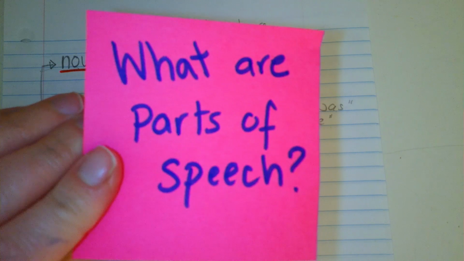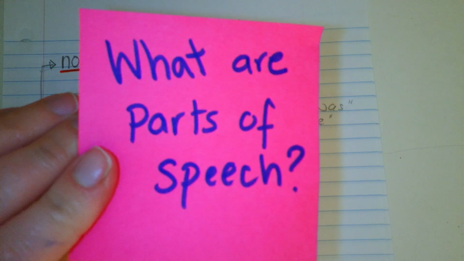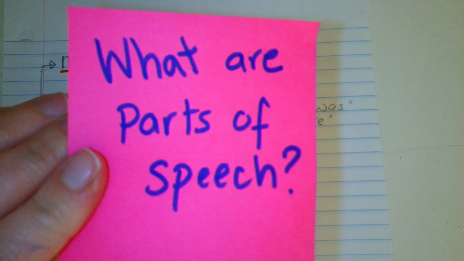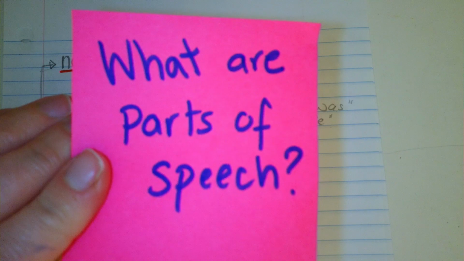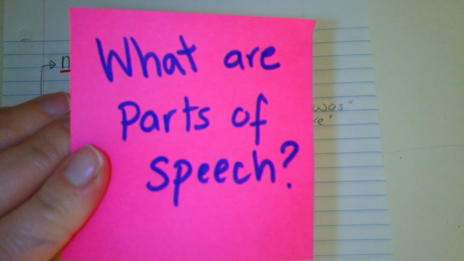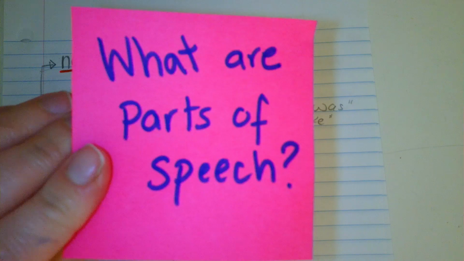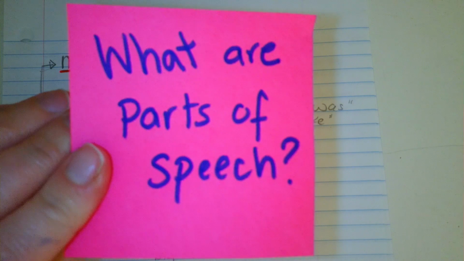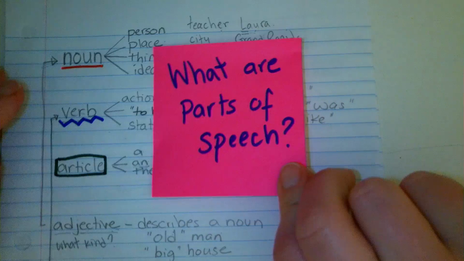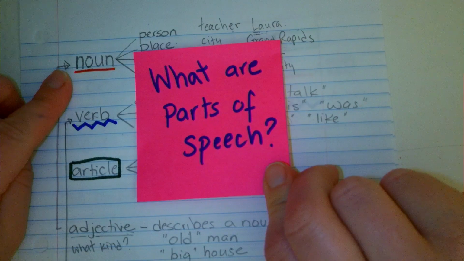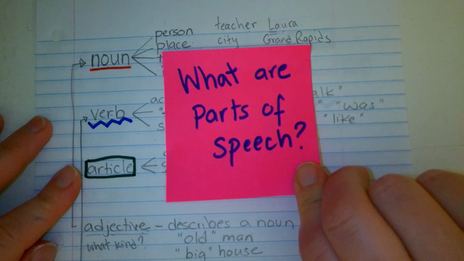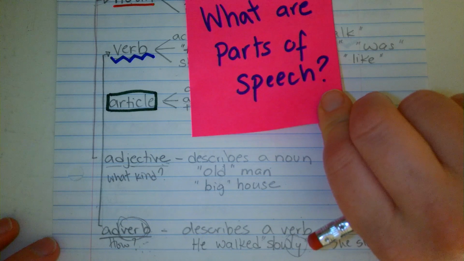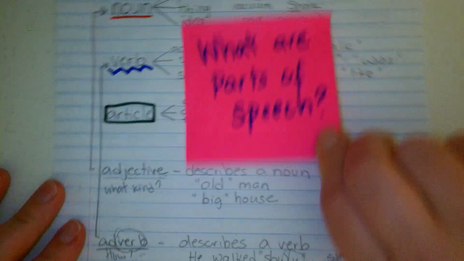Hi, today we're going to be answering the question, what are parts of speech? Every word in English and in other languages can be put into a category, into a group, depending on what job it has in the language. So parts of speech means these categories. Parts of speech means noun, verb, article, adjective, adverb, conjunction, and there are more, but these are the ones we're going to focus on today.